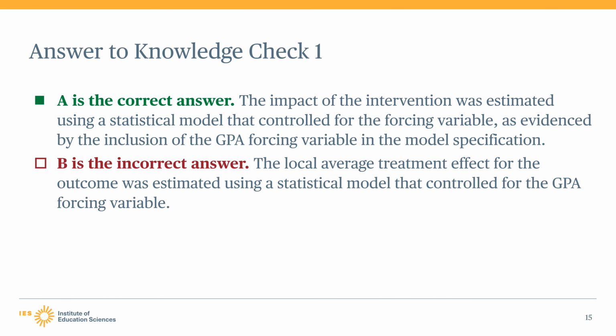The correct answer is A. Based on the information provided, criterion A of the functional form and bandwidth standard is satisfied because the impact of the intervention on the outcome was estimated using a statistical model that also controlled for the forcing variable. This is evidenced by the inclusion of the GPA forcing variable in the model specification. Therefore, this study would satisfy criterion A of the functional form and bandwidth standard.